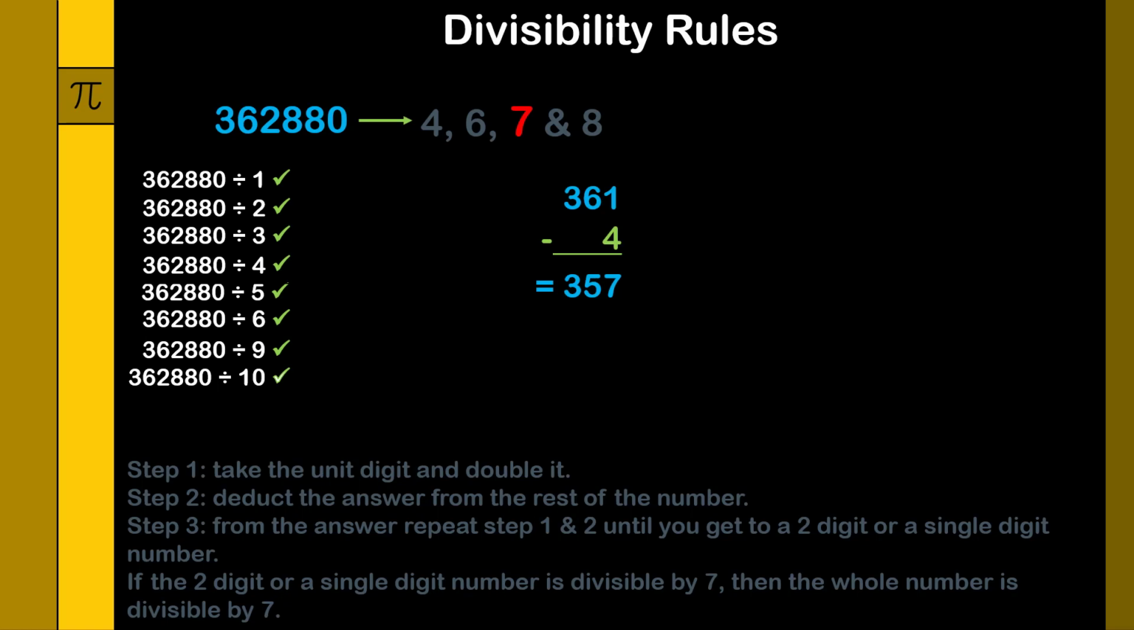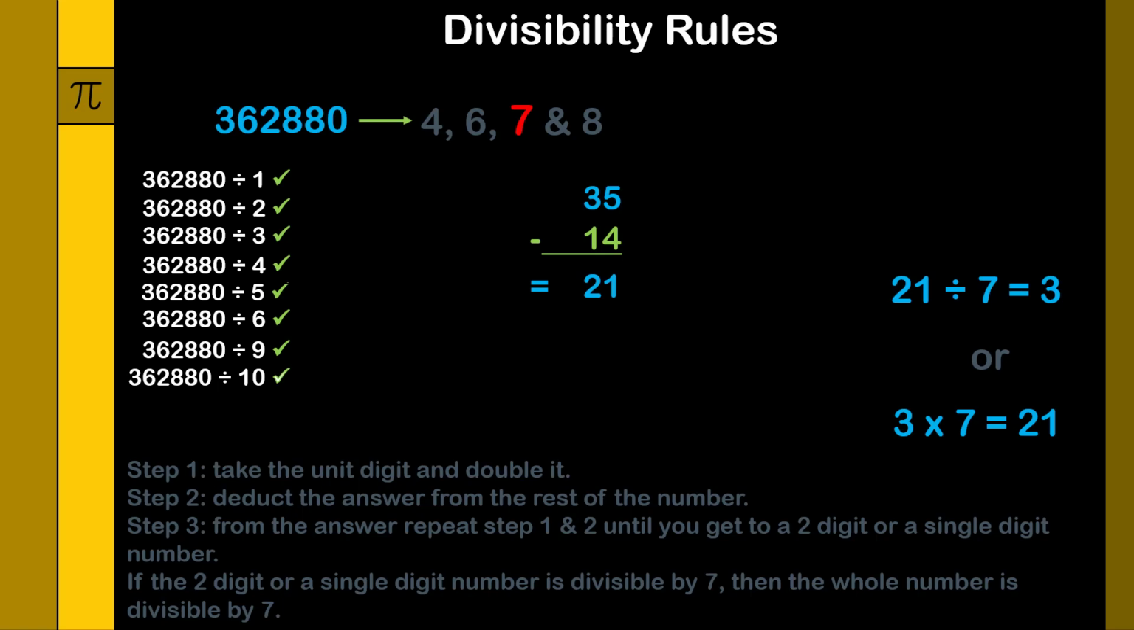Now we are down to 3 digits. I think if we repeat the steps once more, we will be able to see if 362880 is divisible by 7 or not. Once again, double the unit digit. 7 plus 7 is 14. Now, deduct the 14 from the remaining numbers. 35 minus 14 equals 21, and we know 21 is divisible by 7. I know this seemed like a long process.